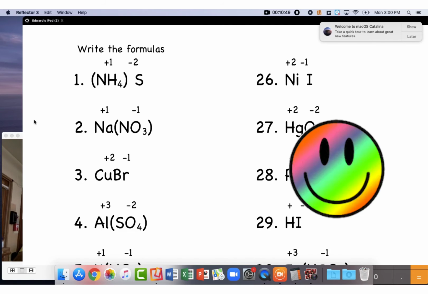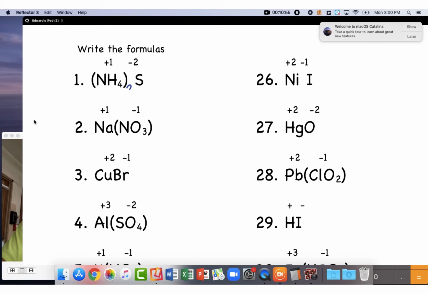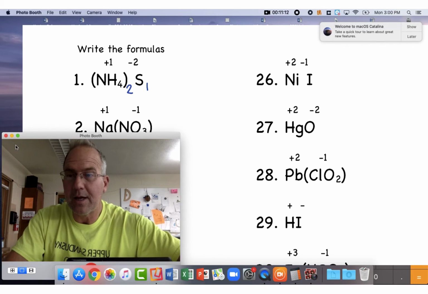So all we have to do is crisscross. And we're going to take the 2 that was on the S and we're going to write it behind that thing in parentheses. The 1 that's above that, that's ammonium, by the way, but you don't need to know that right now. You put a 1 behind that. That's it. You're crisscrossing. If it can reduce, it gets reduced. If it doesn't reduce, it stays as is.